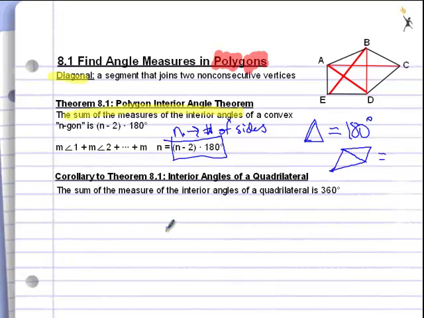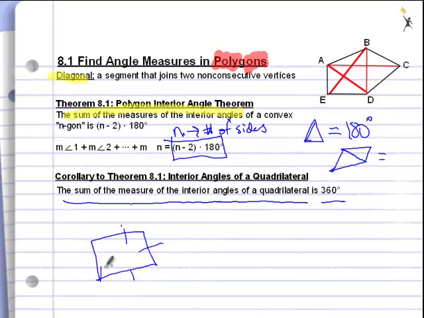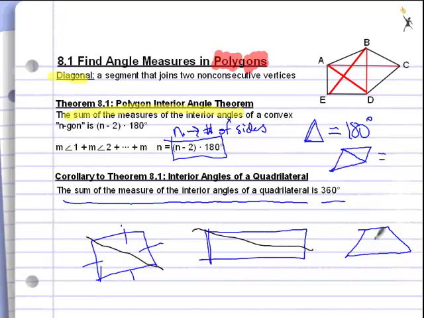But aside from that, you're also told this: the sum of the measures of the interior angles of a quadrilateral is 360. You already knew that. We knew that any quadrilateral, whether it's a square or a rectangle or a trapezoid, you can randomly cut it into 2 triangles. And because it's 2 triangles, it has 2 180-degree measures, which means 360 degrees.